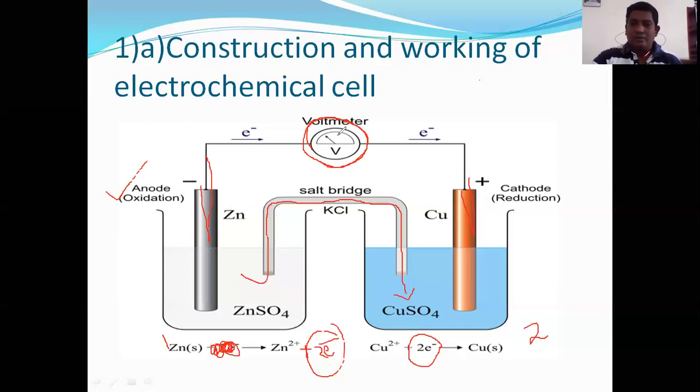Now, the voltmeter measures the amount of electricity produced during the galvanic cell reaction. The amount of electricity is determined based on the concentration of the zinc sulfate solution and the concentration of the copper sulfate solution, and on the oxidation reaction as well as the reduction reaction.